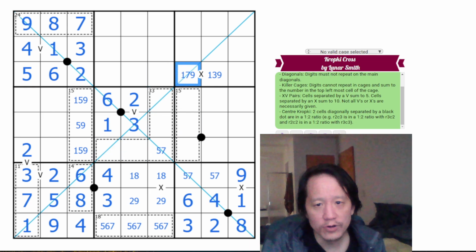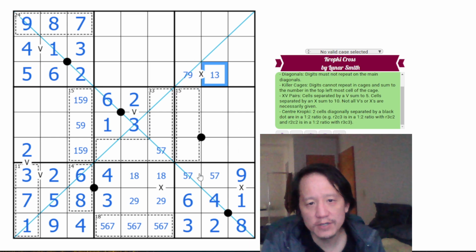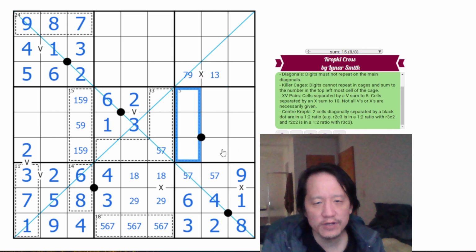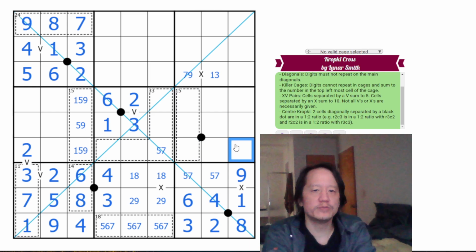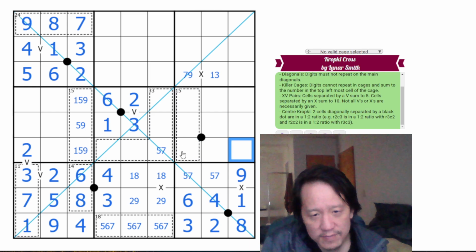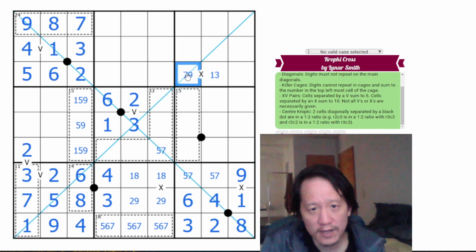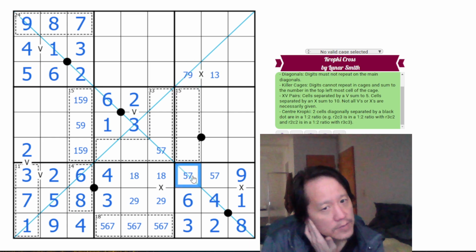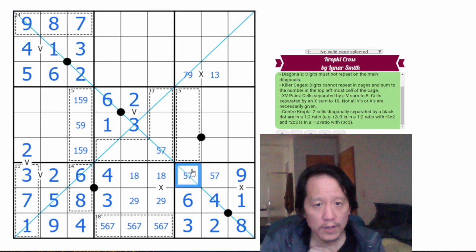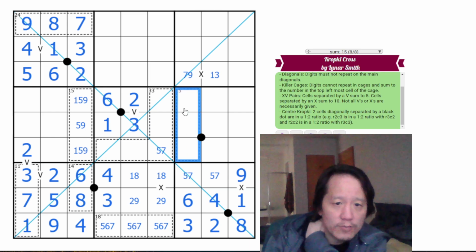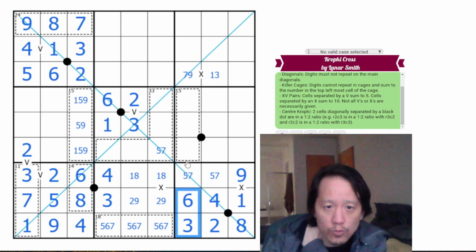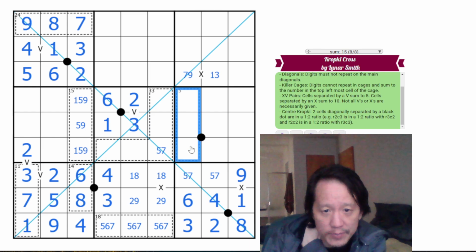This can't be 1 because of the diagonal. So this can't be 9. This is 15 without 3 and 6. It could still be 1. It can't be 159. So I was going to say it still could be 159, but it can't be because then that would be 7 and that would be 7. So it can't be 159. Could be 1, can't be 168. So 1 is out. So 1 cannot be here.